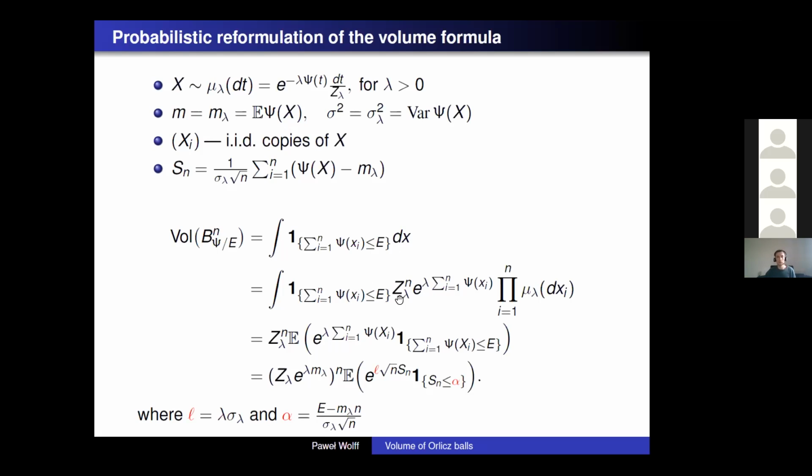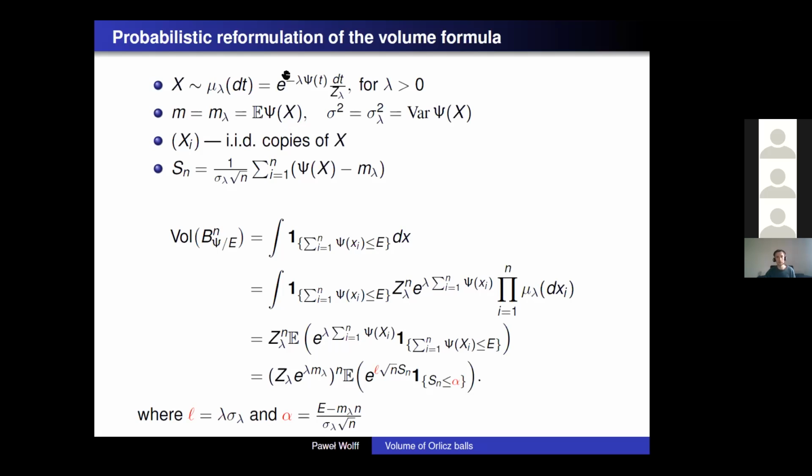In the next step, we leave the indicator as it is, and instead of the Lebesgue measure, we integrate with respect to the product measure of the one-dimensional measures mu lambda. And we have to compensate its density by its reciprocal, right?